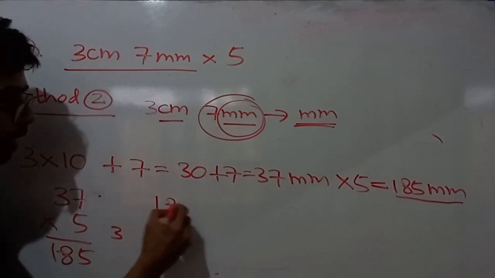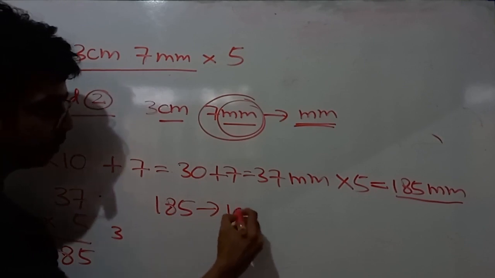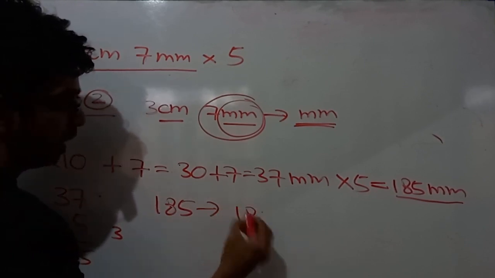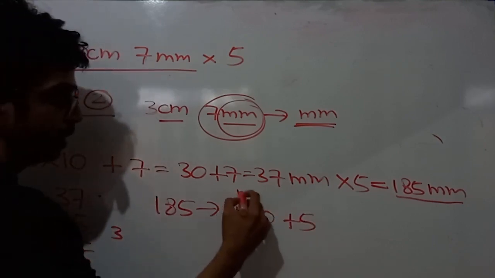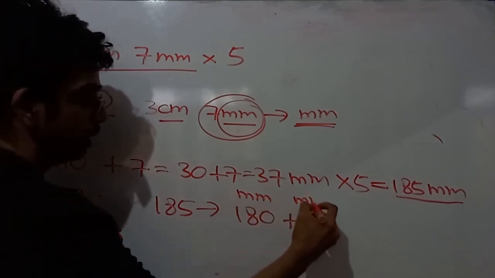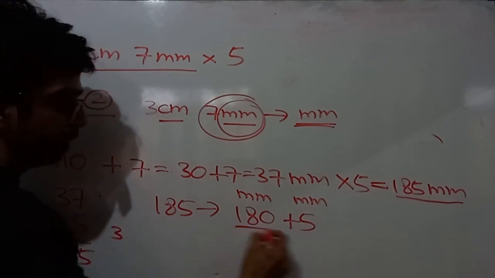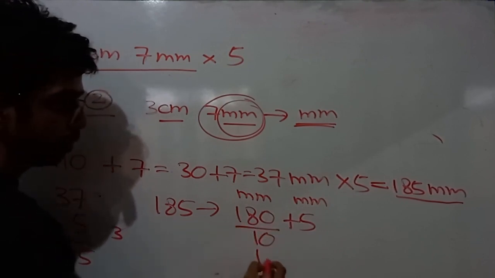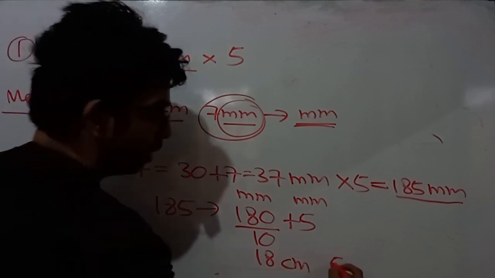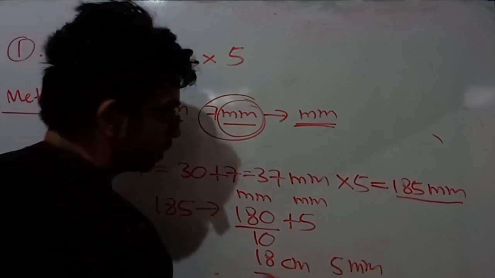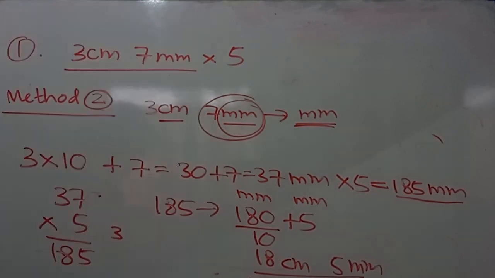So 185, we can break this as 180 plus 5. This is millimeters, this is also millimeters. So we can divide this by 10. So this becomes 18 centimeters and 5 millimeters. So this will be the answer: 18 centimeters and 5 millimeters.